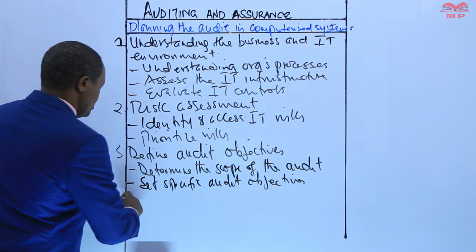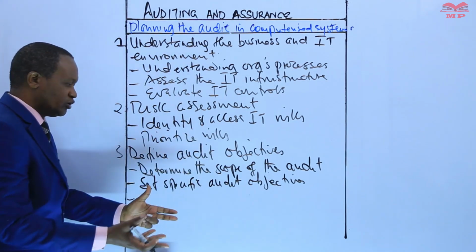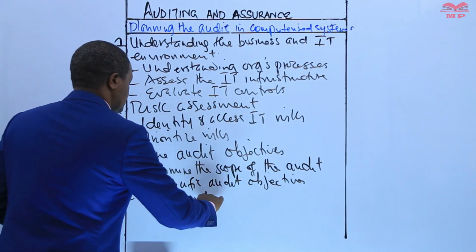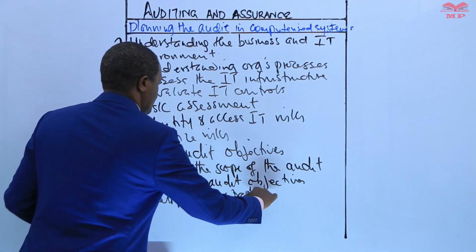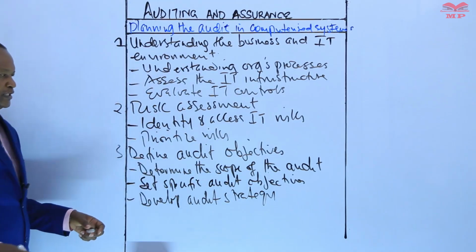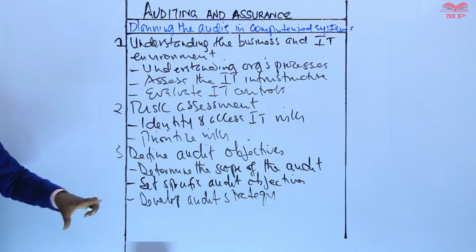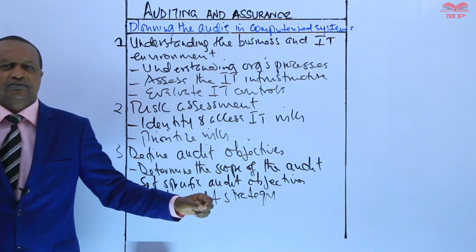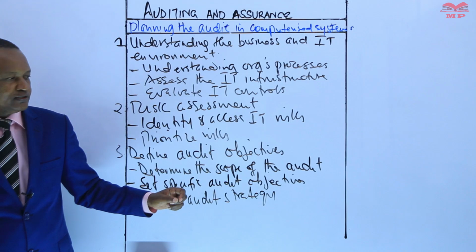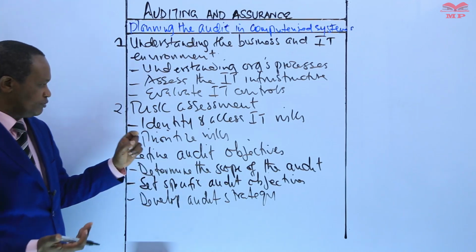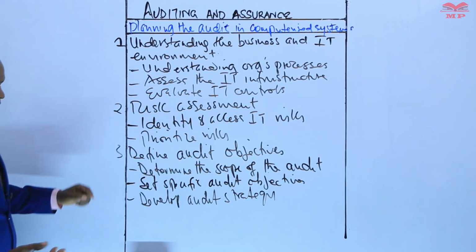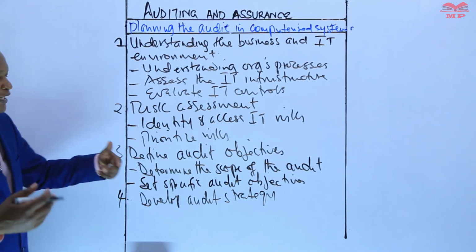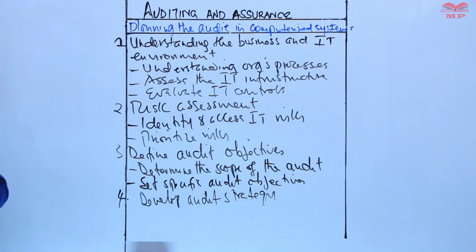Then one can now develop the audit strategy. Developing an audit strategy is part of defining audit objectives. Develop an audit strategy and plan. Okay? That should be step number 4, developing an audit strategy and plan.